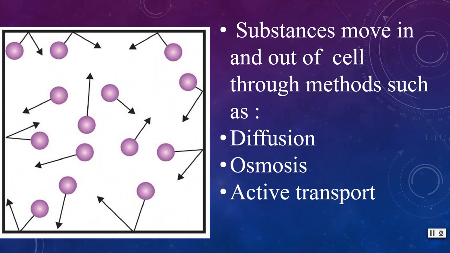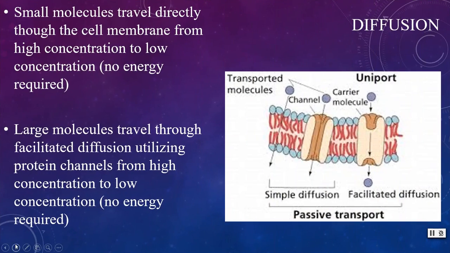So substances, as we said before, do move in and out of cells through these methods. It's diffusion, osmosis, and active transport. These are the examples of what we've already spoken about before pertaining to passive transport and active transport. So let's see. Okay, diffusion is a type of passive transport, so let me get right into it.